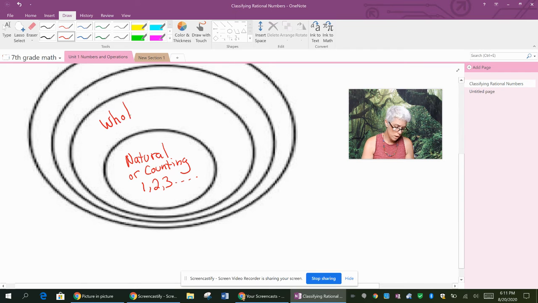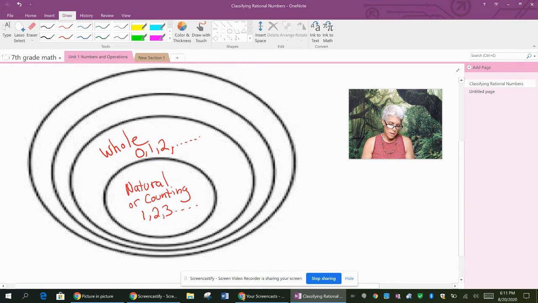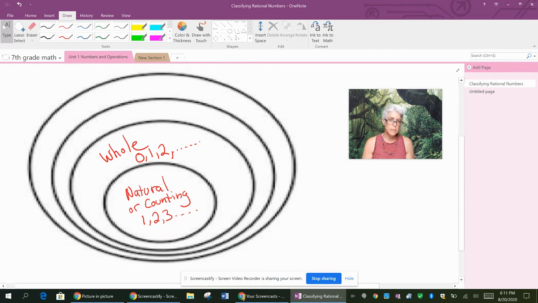category is called whole numbers. Whole numbers are just like natural and counting numbers, but they include 0. That's the big thing you have to remember. They include 0. So starting with 0, I'm going to start counting and on and on and on. So that's whole numbers. The next category of numbers is integers.